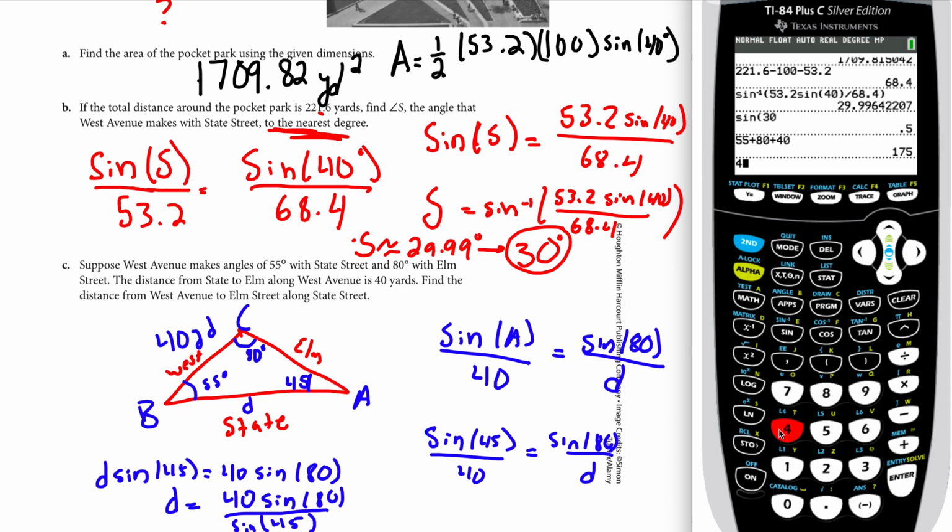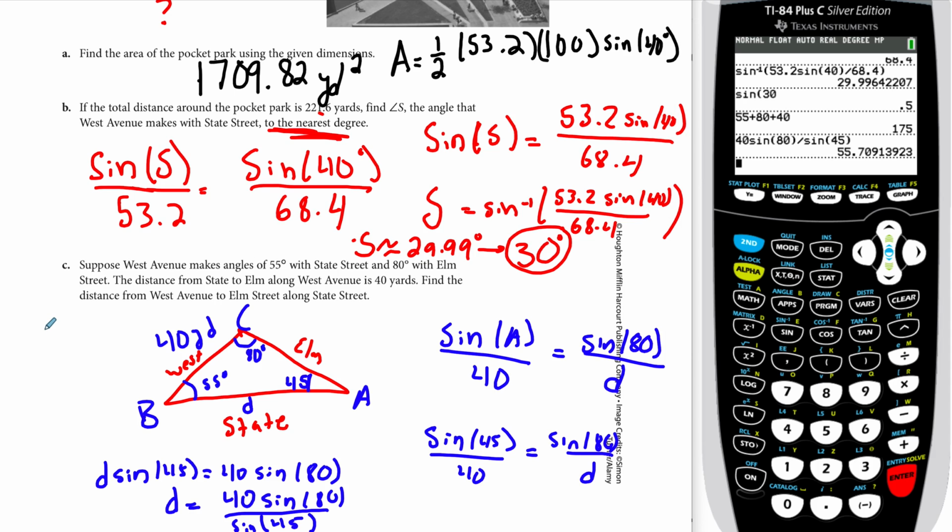So let's figure out what the distance is. It doesn't tell me what to round to, so let's start with this: 40 times the sine of 80 over the sine of 45. And I get 55.7. How about we do two places: 55.71 yards. And this kind of makes sense if you think about it, because 80 is more than 45, and so we'd expect the side length across from 80 to be longer than the side length across from 45.